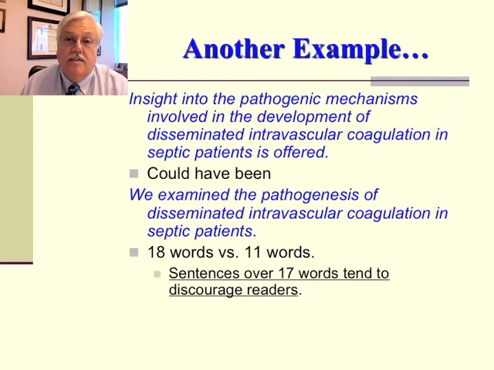All right, let me give you another example. Listen to this. Insight into the pathogenic mechanisms involved in the development of disseminated intravascular coagulation in septic patients is offered. So it could have been: we examined the pathogenesis of disseminated intravascular coagulation in septic patients. So it was 18 words versus 11 words. Truth is, sentences over 17 words tend to discourage readers.